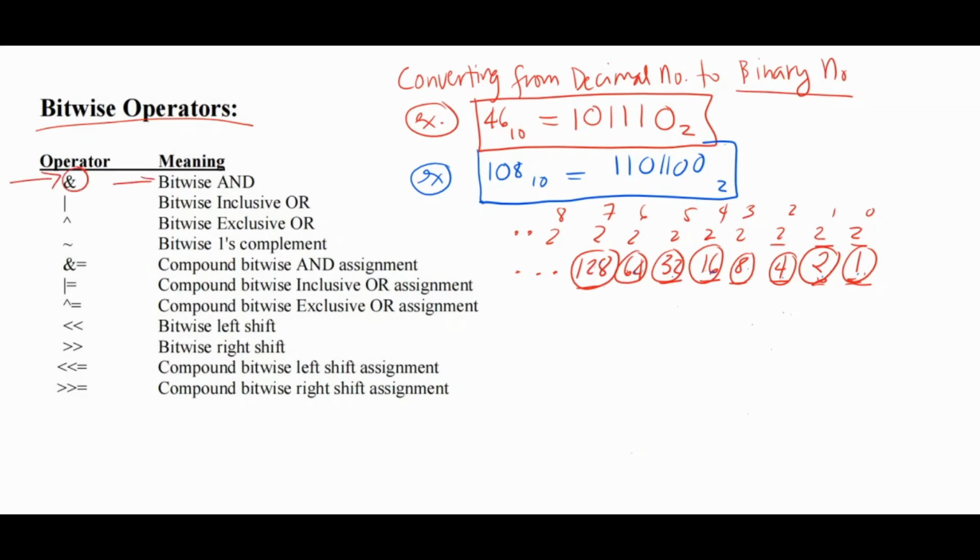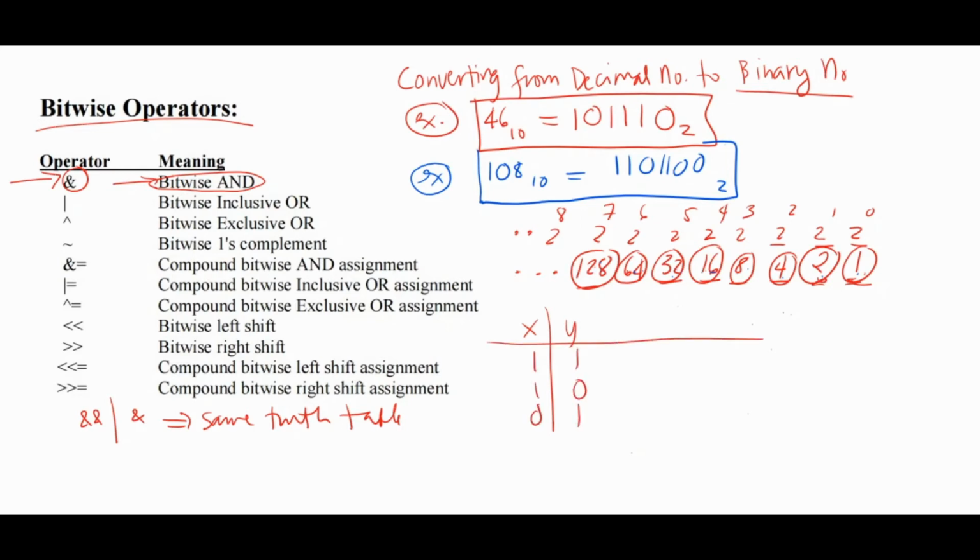This is called the bitwise AND operator. So this has the same truth table as the logical operator AND. Okay, so let's recall the logical AND operator. The logical AND operator and the bitwise AND operator have the same truth table. Say these operands x, y are 1, 1, 1, 0, 0, 1, and 0, 0.